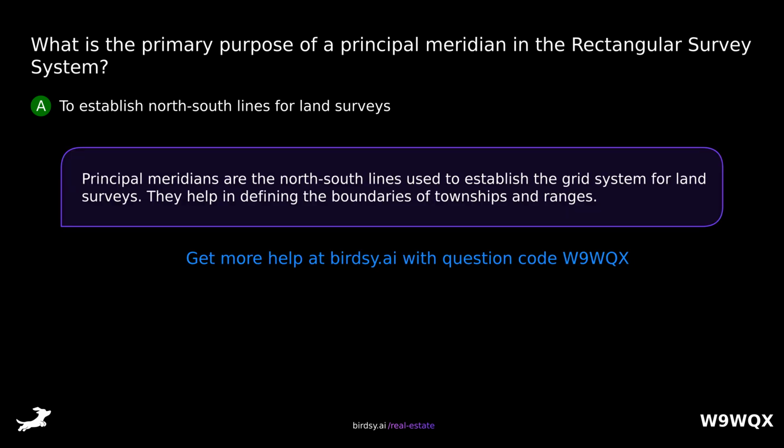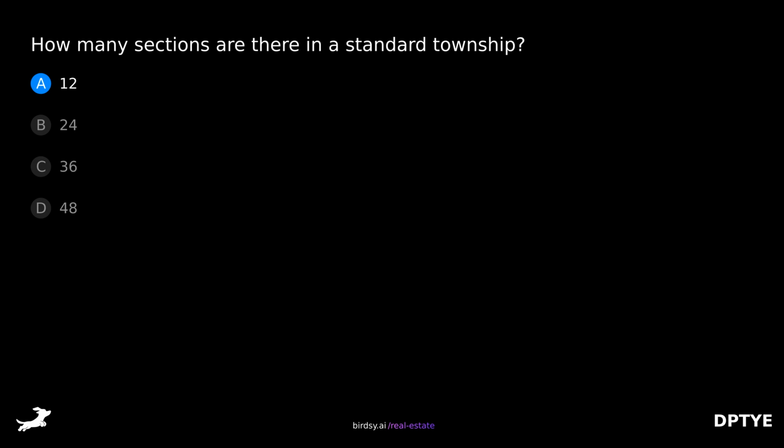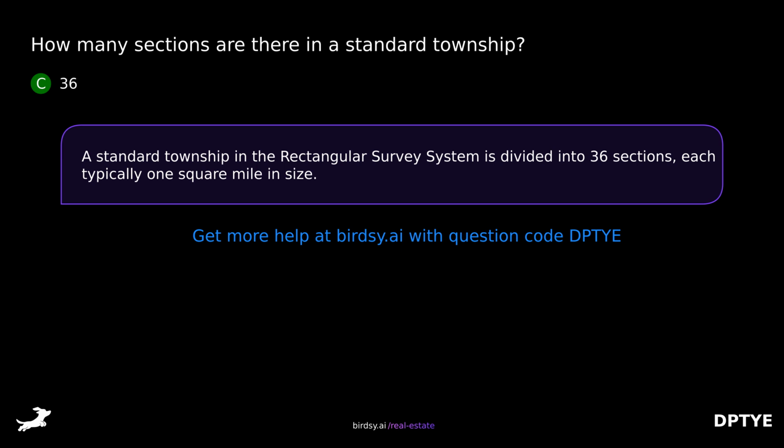Principal meridians are the north-south lines used to establish the grid system for land surveys. They help in defining the boundaries of townships and ranges. How many sections are there in a standard township? Is it A, 12, B, 24, C, 36, or D, 48? The answer is C, 36. A standard township in the rectangular survey system is divided into 36 sections, each typically 1 square mile in size.